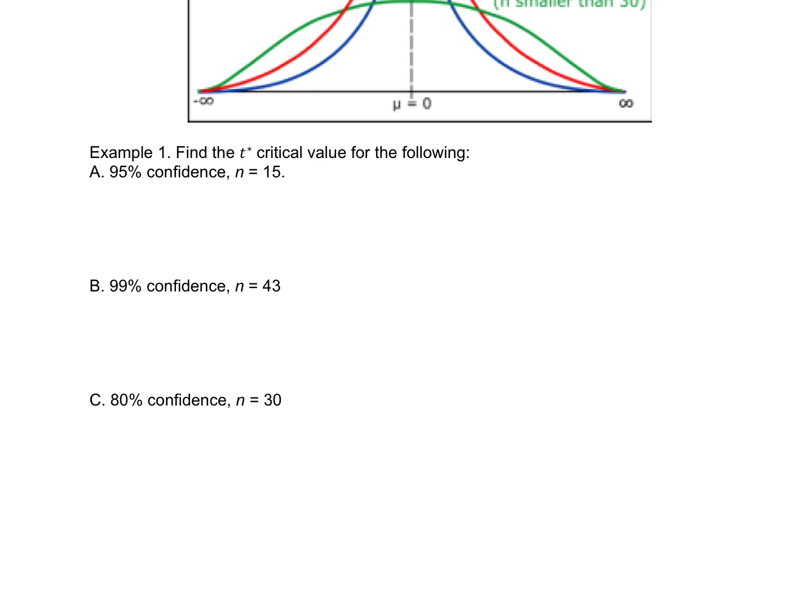So again, as you have a bigger sample size, it becomes more and more like your normal curve. Find the T star, the critical value, for the following. I have a 95% confidence and I have a sample size of 15. So if n is 15, my degrees of freedom is 14. Now go look over on your T table. The left side is your degrees of freedom. The top is your confidence level. So you're going to pair up 14 on the left with your 95% column. 2.145.